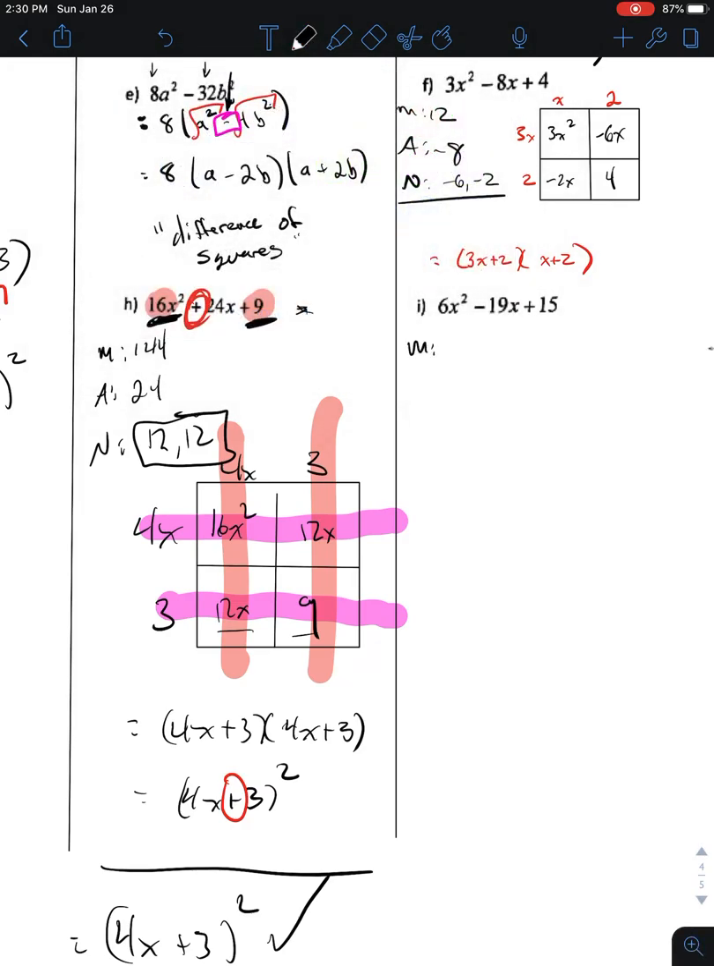Okay, one more. So 6x squared, 15, 45, 90. Two numbers that multiply to 90 and add to -19. Oof, that's a good one. It's not even that bad. What are they? 9 and 10. Both have to be negative because they have to add to -19. -9, -10. Let's do the table.